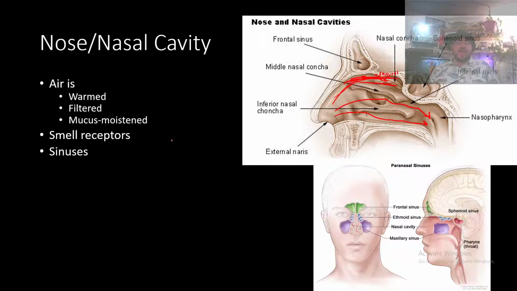Sinuses are cavities in the bones of the skull that connect to the nasal cavity and allow for the circulation of mucus. There are multiple different sinuses. Some are paired, and they're just in different bones. The frontal sinus here, also here, right? The frontal sinuses are paired, and they are in the frontal bone, right?